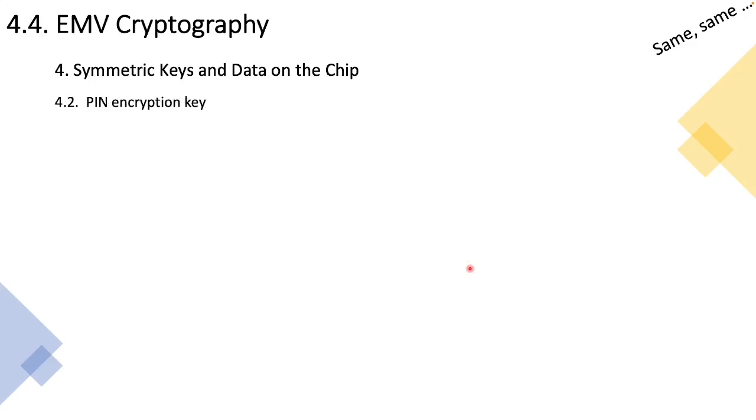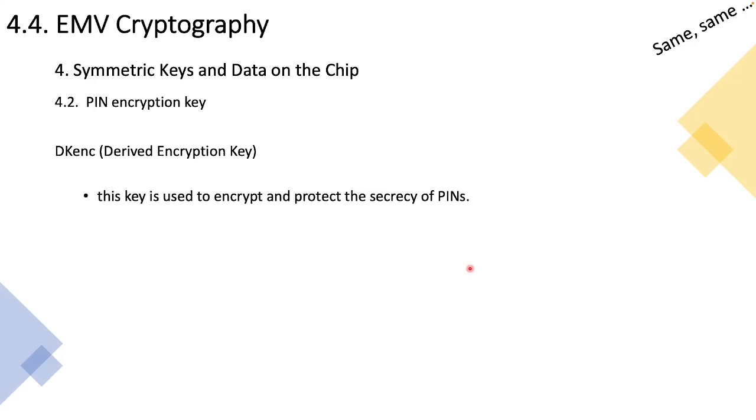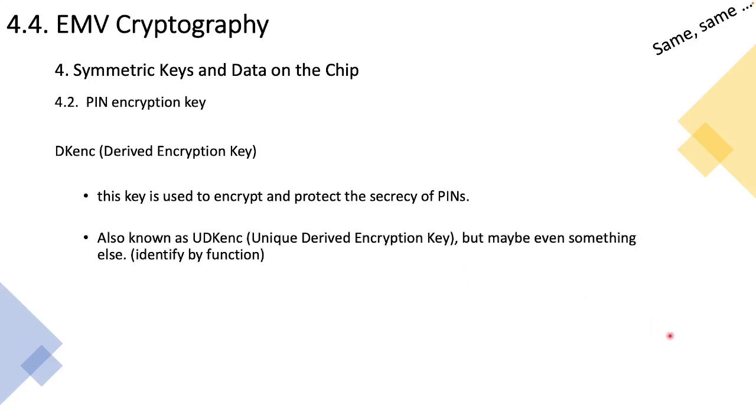Next, we have the PIN encryption key, also known as the DK-ENC or the derived encryption key. And this key is used, as the name suggests, to encrypt and protect the secrecy of PINs. Another name for this is also the UDK-ENC or the unique derived encryption key, but may even be called something else as per the previous slide. So remember, identify the key by its function.